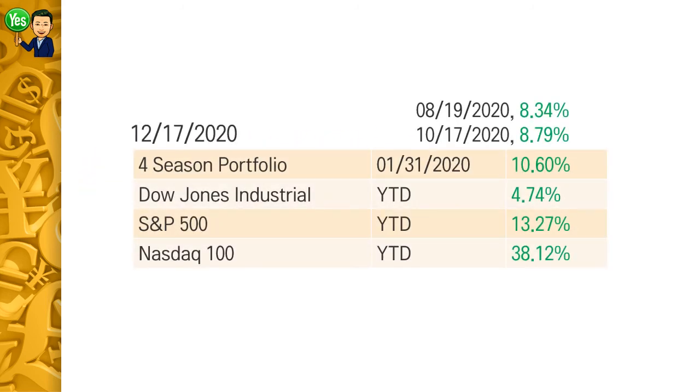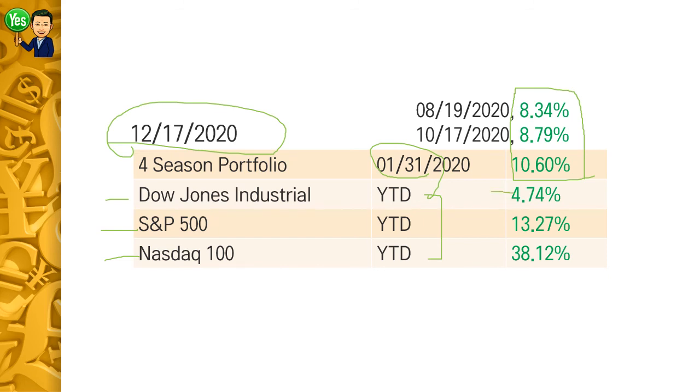So let's recap. Today is December 17. This one shows the growth of the 4-season portfolio return, compared to the Dow Jones, S&P 500, and Nasdaq 100. This is YTD, so it's almost the same as mine, right? And the Dow Jones shows YTD 4%, the S&P 13%, and the Nasdaq 38%.